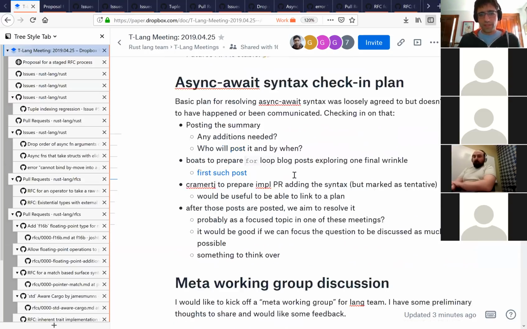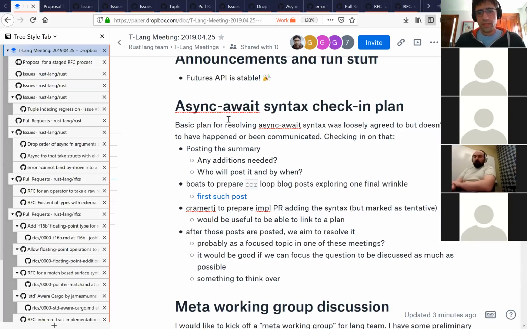So we had two things on the agenda. One was hoped to be quick, which was the async-await syntax check-in. We had a plan that we reviewed last time to roughly resolve questions around async-await syntax, but I don't think anything got announced, and I wanted to make it actually happen. So I wrote up what I think the plan is, and it'd be good if we could say who's doing what, but since Central is not here and some of those things might have been Central's, that might be harder.